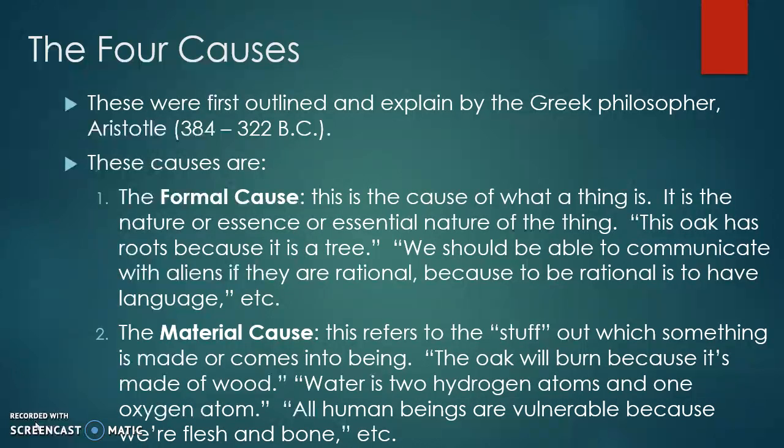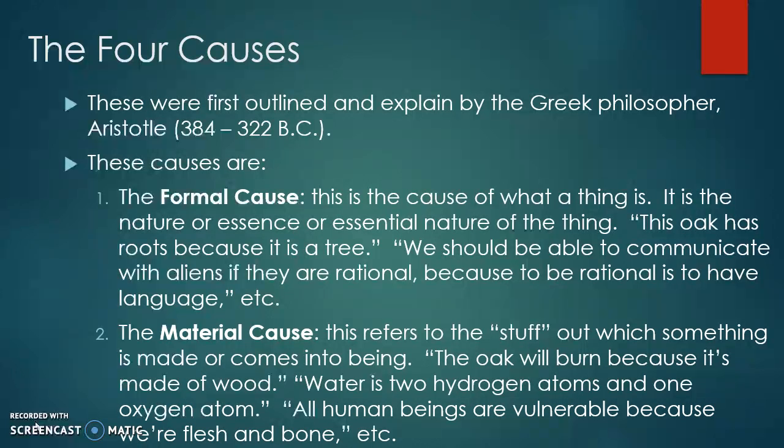The four causes. These were first outlined and explained by the Greek philosopher Aristotle. These causes are the formal cause. This is the cause of what a thing is. It is the nature or essence or essential nature of the thing, and of course this entails certain effects. For example, this oak has roots because it is a tree. The nature of a tree is to have roots, therefore this is the cause of the oak having roots. We should be able to communicate with aliens if they are rational, because to be rational is to have language, etc. Then there's the material cause.